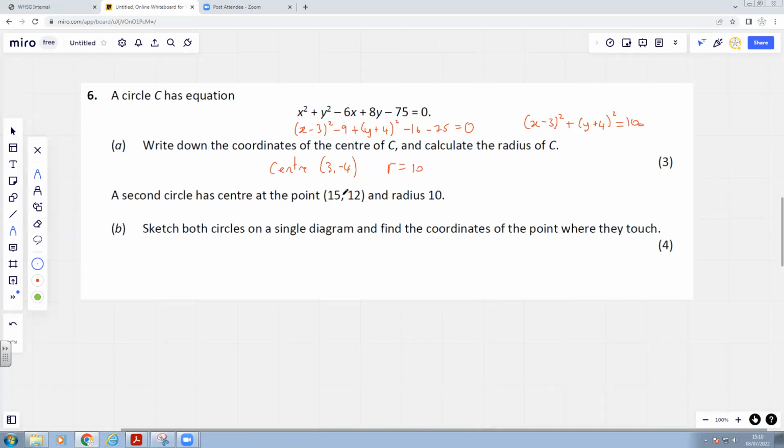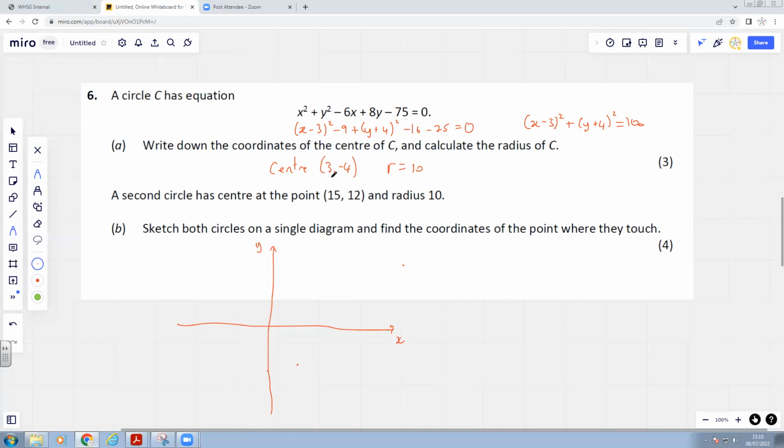Okay, a second circle has center at the point 15, 12 and radius 10. Sketch both circles on a single diagram. Let's give it a go. Find the coordinates of the points where they touch. Touch in maths normally means that they are just like a tangent at that point. It's not the same as intersect. It means you get repeated roots and stuff like that when circles touch. Now, our first one's at 3, minus 4. And our second one's at 15, 12. So we've got circles here and here.